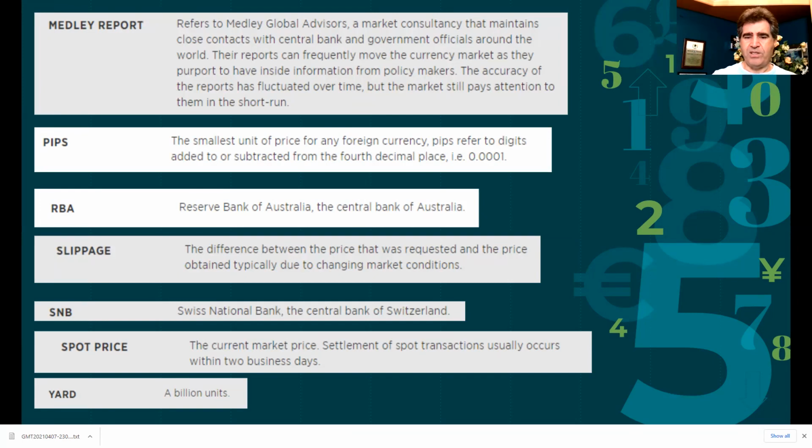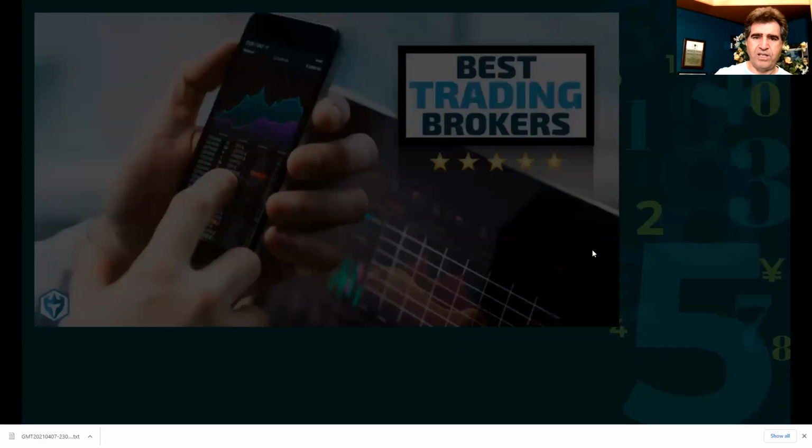Slippage is, by the time that you request, and that's sometimes dangerous to do in the markets, because by the time you put the trade in, it might go your way or it might go against you. So let's say you want to buy euro at 119,200. By the time it goes through, it's 119,250. So that 50 is the slippage. SNB is the Swiss National Bank, and spot price is the cash price, really. And the last but not least is yard. We talked about buck, and yard in Forex means a billion units. You do hear that sometimes traders talk about that.